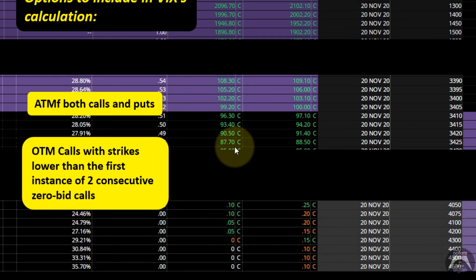Okay, same here. We're going higher in strike price, and we can see that we're going to reach a point at which we have two zero bid calls. At that point, you stop, you don't consider those, and then those are the ones you consider. And by the way, zero bid options from the set that we included for the calculation, if they're zero bid, they're not included in the calculation of the VIX. Okay, so if there's in between here a zero bid, that's not going to go into the calculation.